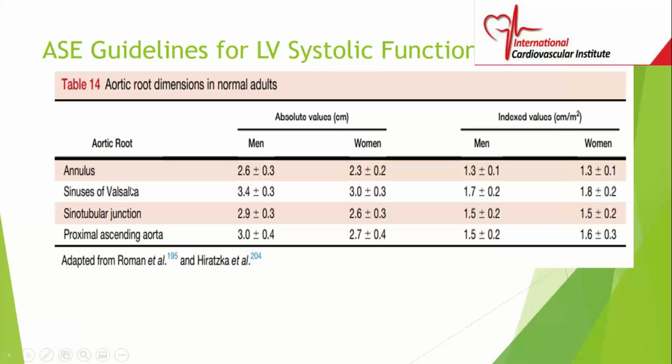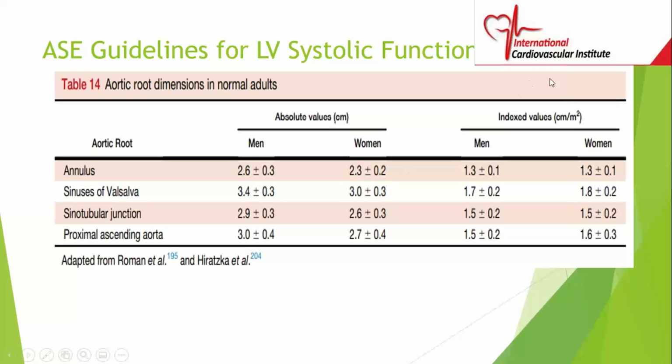All right. So what are the different measurements? We have the measurements for males and females. The annulus in men is about 2.6 plus or minus 0.3, and in females 2.3 plus or minus 0.2.